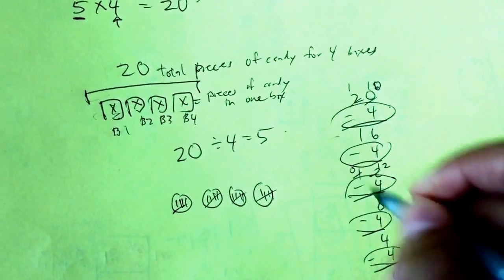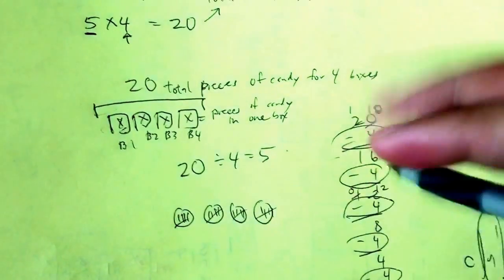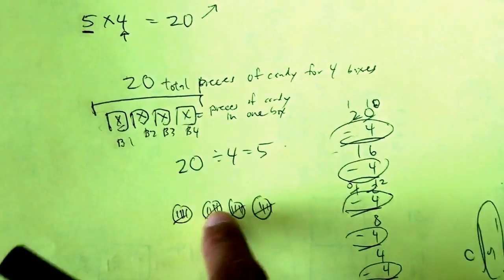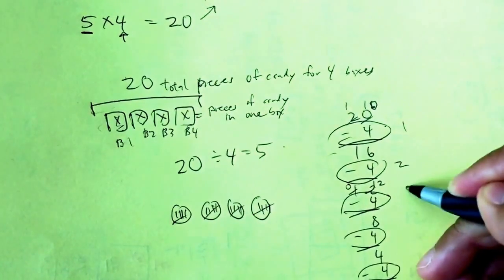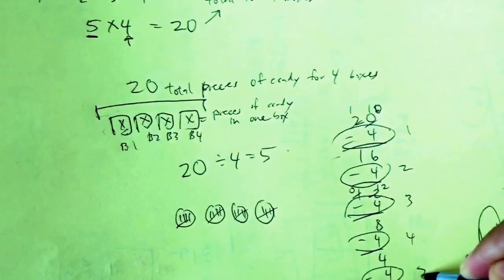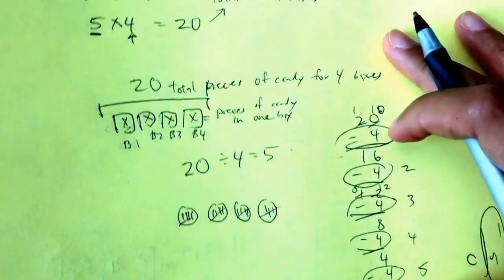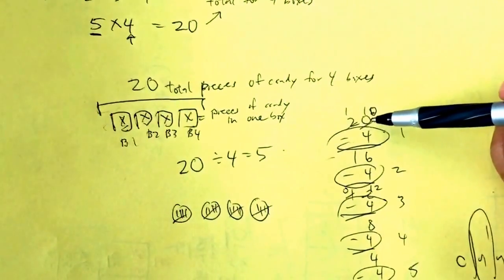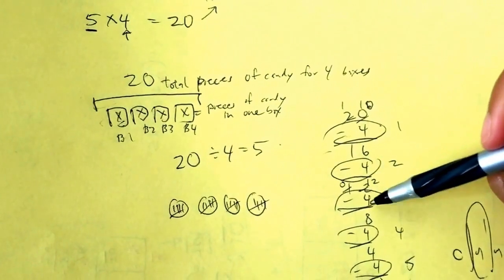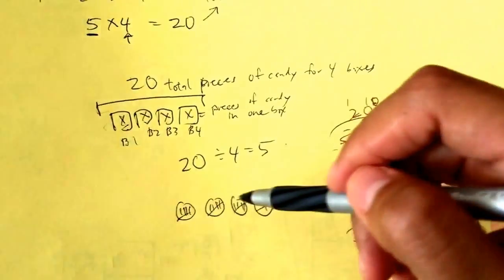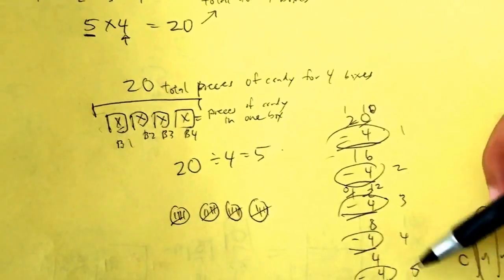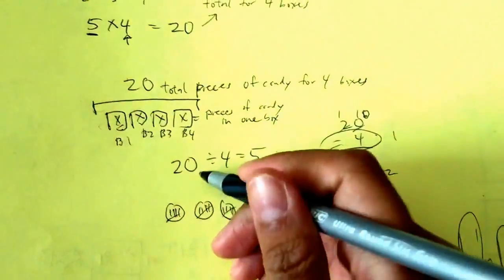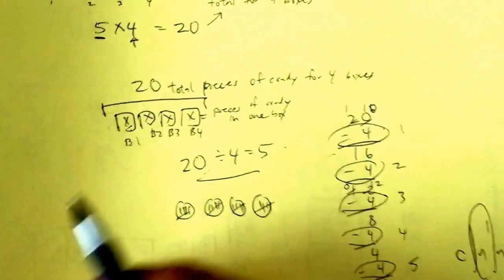And at this point, I don't have any more pieces of candy. So I gave everyone equally 5 pieces of candy. And you can tell because I gave 1, 2, 3, 4, 5 pieces of candy. And so you could do repeated subtraction, 20 minus 4 minus 4 minus 4 minus 4 minus 4, to see how many times you're able to give some piece of candy for each box. And you could see it's 5 times. Or you could just do the division. 20 divided by 4 equals 5.